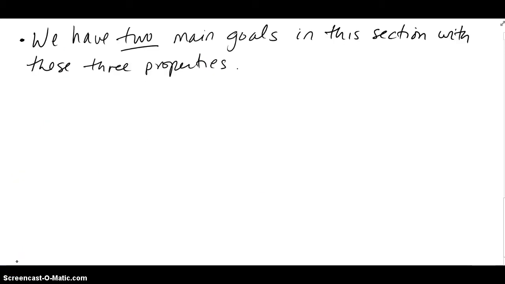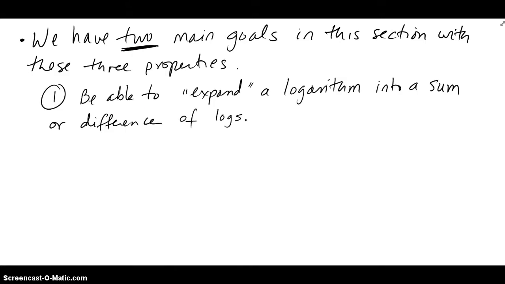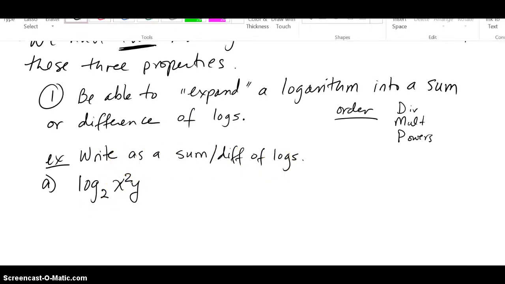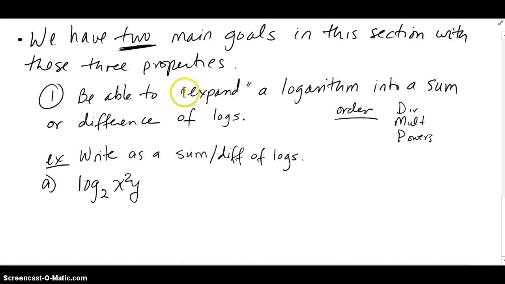So with the 3 properties that we learned in this section, we have 2 main goals when we use them. Our first goal is to be able to use these properties to expand, open up, a logarithm into a sum or difference of many logs. Let's write this as a sum or difference of logs. My suggestion is that if you're expanding a logarithm, it's often easier to do it in this order: take care of any division first, then multiplication, then powers last. If you remember DMP, it's probably easiest to go in that order.